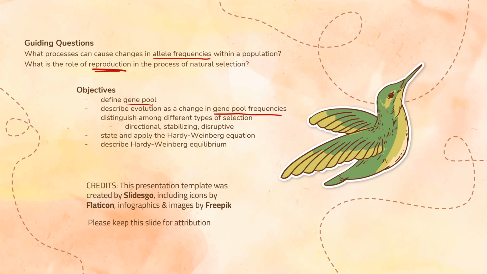We looked at different types of selection: directional, where we're going to move from one extreme to another, stabilizing, where average is best, and disruptive, where average is worst. We talked about the Hardy-Weinberg equation. You need to have this memorized. P plus Q equals 1. We can square both sides. P squared plus 2PQ plus Q squared also equals 1. Hardy-Weinberg equilibrium occurs when evolution is not occurring.